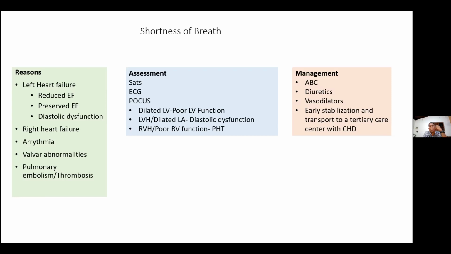Are we struggling with a diastolic dysfunction or a systolic dysfunction? Sometimes you see a significant right ventricular hypertrophy, a thick right ventricle, and poor RV function. Then you have to think about pulmonary hypertension or pulmonary embolism. So there are only three main things to look at: you look at the LV, look at the RV, and look at the LA. Then a tentative diagnosis can be made, and then you can manage according to that.